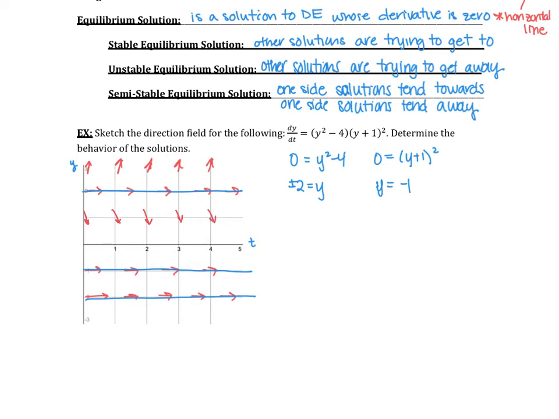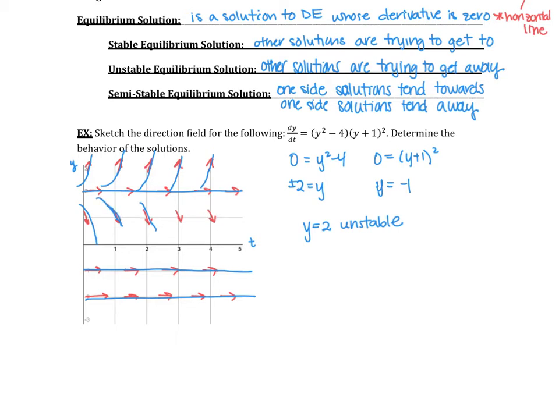Okay, so if we visualize this, these curves are going to have to be tangent to this. So something's happening up here and down here where this curve is moving away from, right? We're moving away from this equilibrium solution. So this equilibrium solution, since we're moving away from it, the equilibrium solution of y equals positive 2 would be unstable. Okay, let's keep going because my curves are getting ugly.